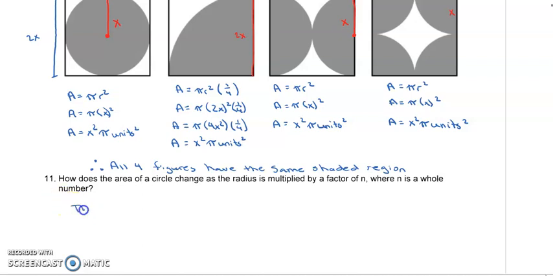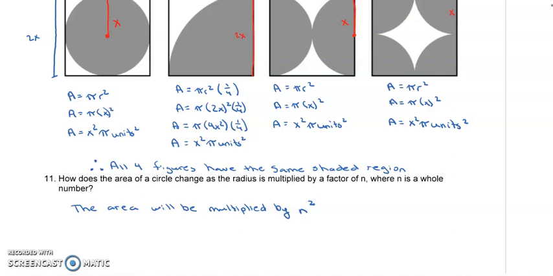So if I don't know what the number is that I'm increasing it by, I do know that I have to square it. So the area will be multiplied by n squared. Whatever that n is, if it's doubled or quadrupled or times 8, we'll then square it.